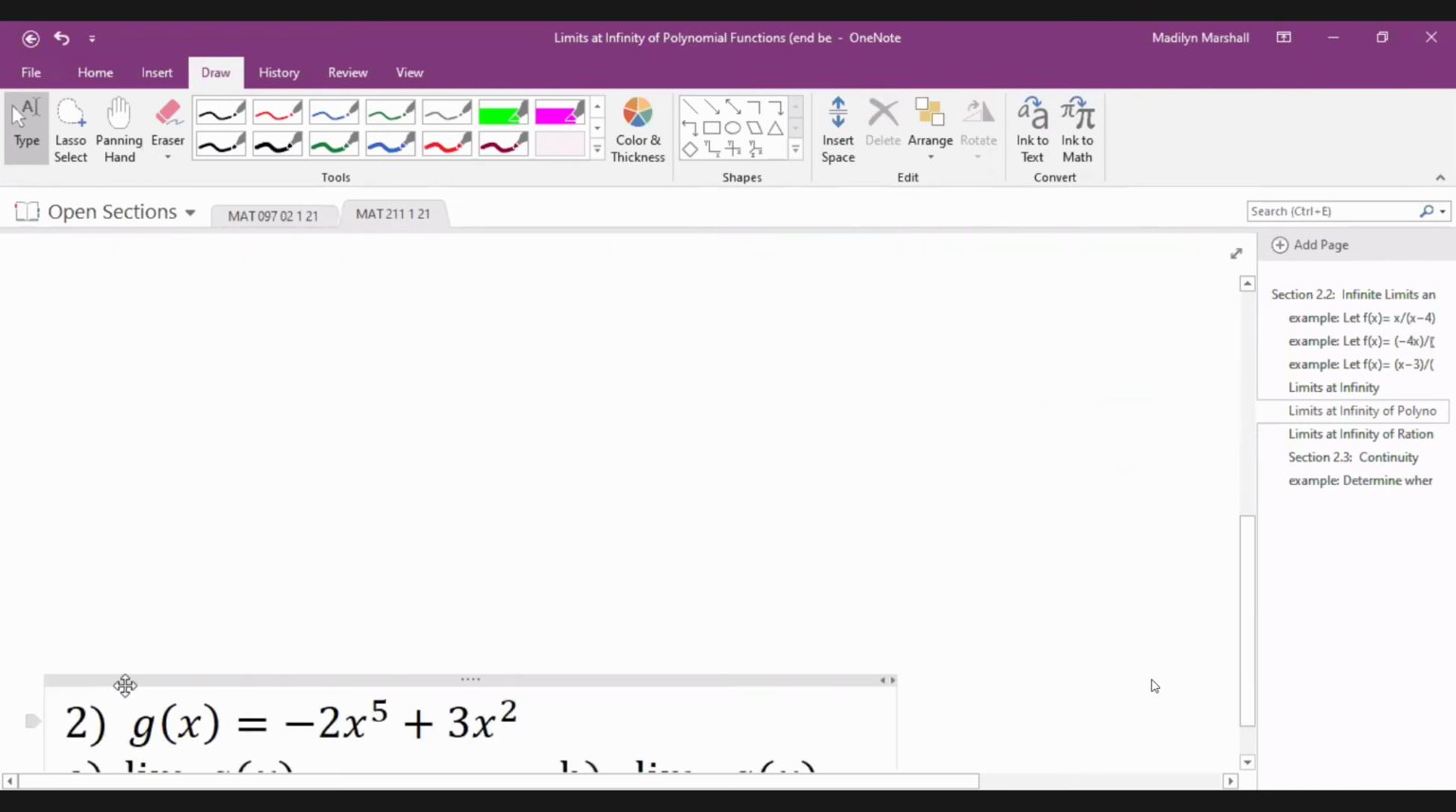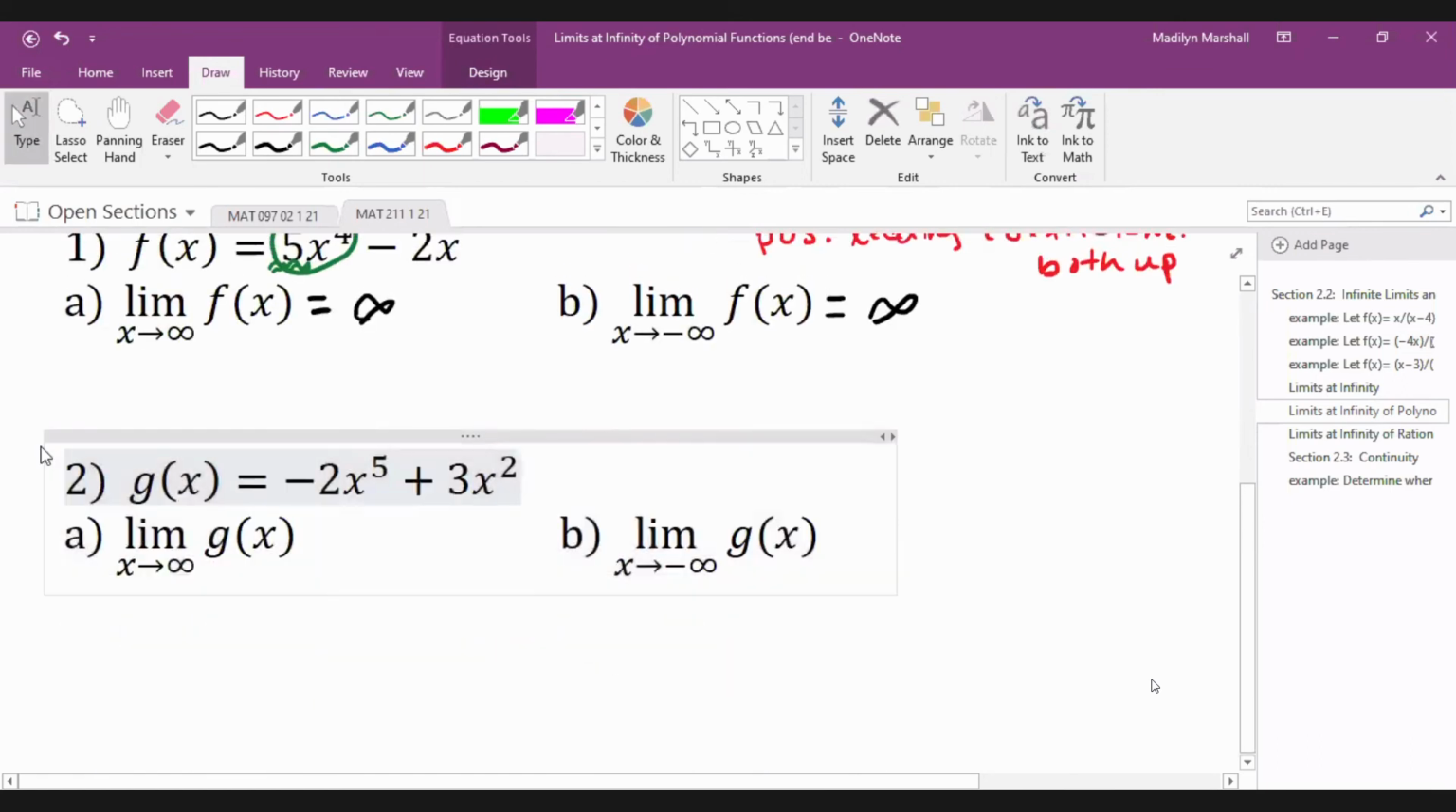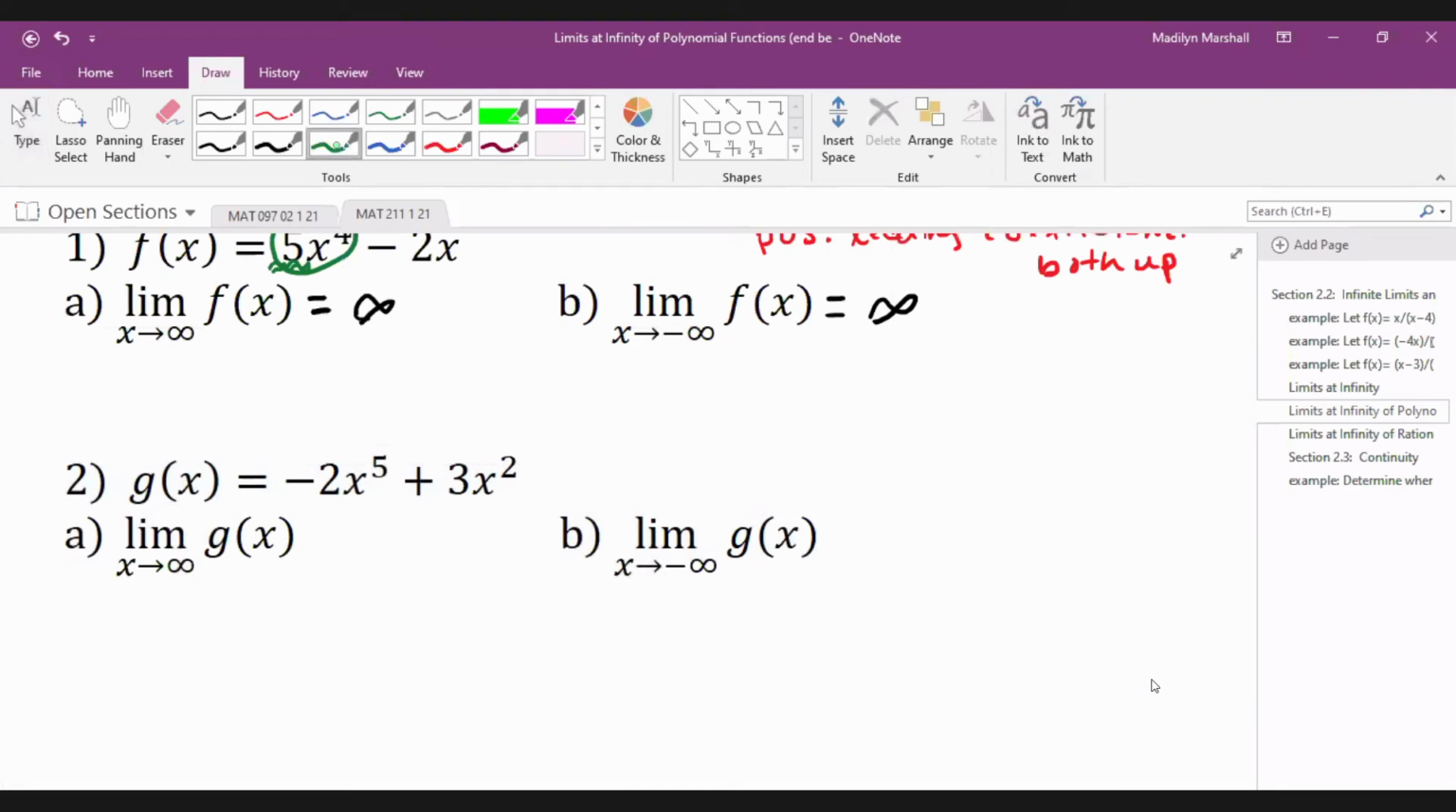So how about this one? Down. Down, so we have a negative leading coefficient. But we also have a 5th degree here. So which side is down? The left. Like this? Yes. It's actually flipped the other way. The right side's down and left's up. Yeah, it will actually be flipped here.